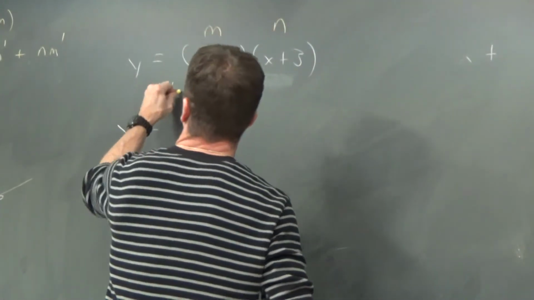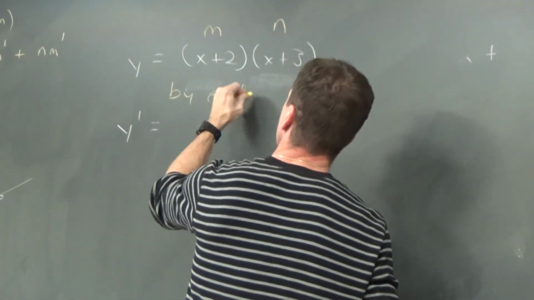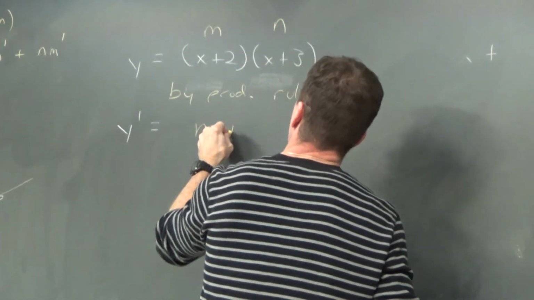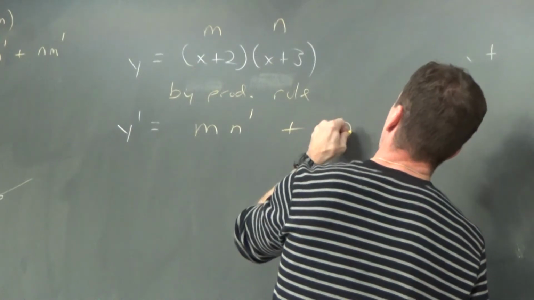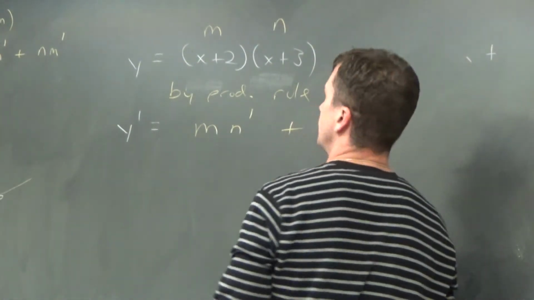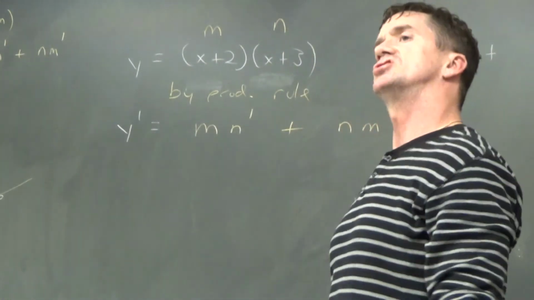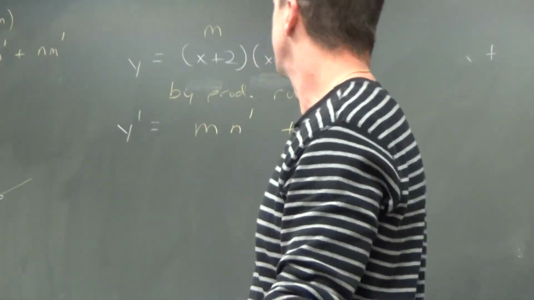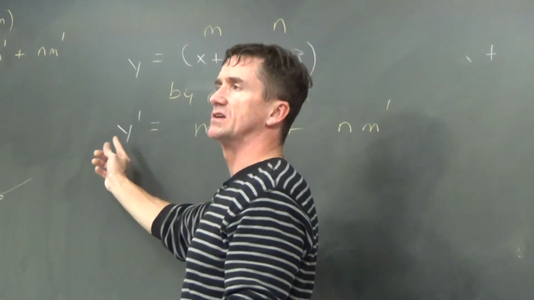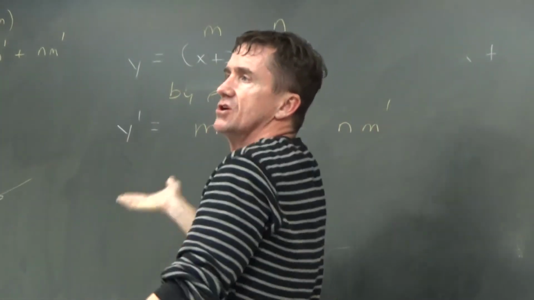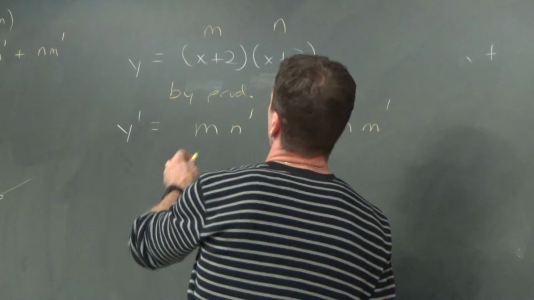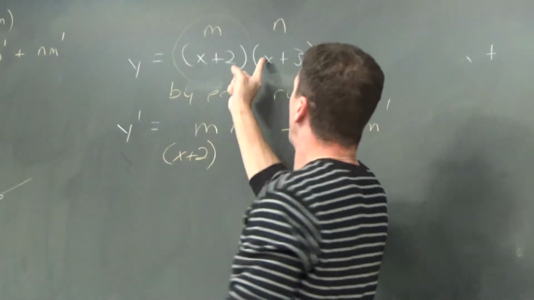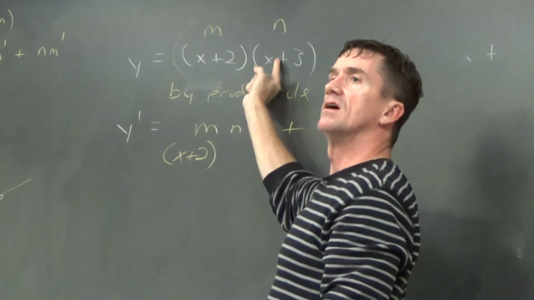So by the product rule, it's M times N prime plus N times M prime. If you don't like M and N, you can use F and G: F times G prime plus G times F prime, right? I didn't use F because I'm worried everyone thinks F is y. So I chose letters M and N. All right, what's M? X plus 2. What's the derivative of N? 1.